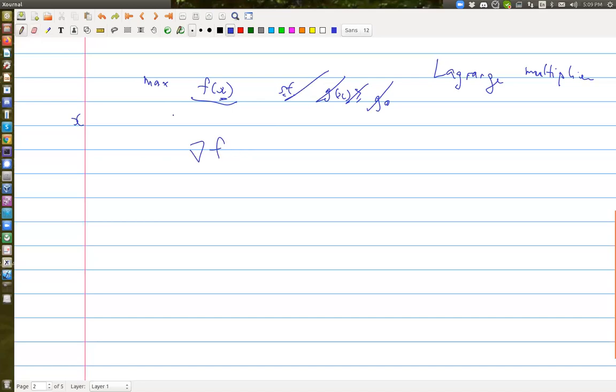Now with this constraint, let's think of it this way. If I consider a different function, instead of this f(x), let's say a function L(x, lambda) equal to f(x) minus, I need to make sure the sign is right. Maybe I'm not, but let's see if it is right.